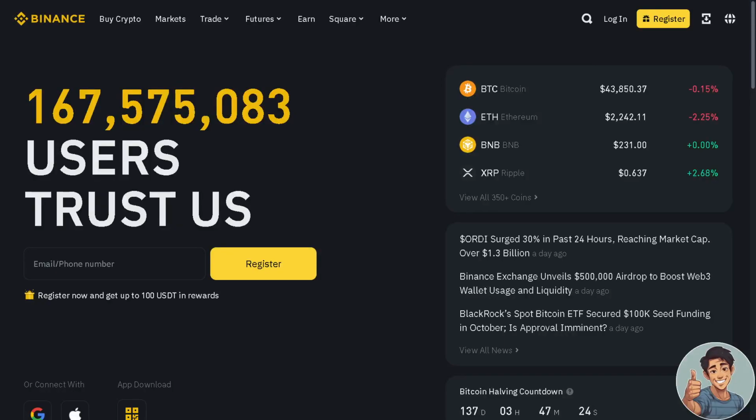In this video, we will show you how to convert BUSD to USDT in the Binance app. It is straightforward and clearly described in the video, so follow all the steps.